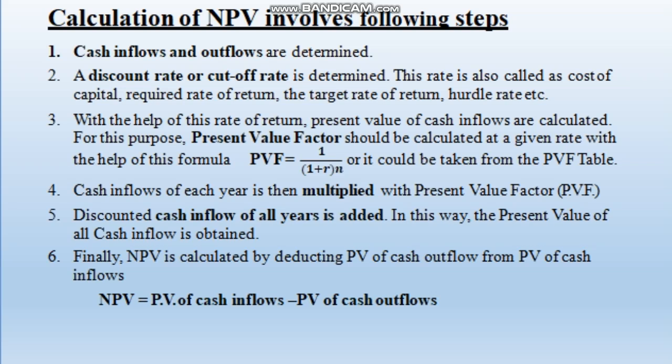Cash inflow of each year is then multiplied by the present value factor. Discounted cash inflow of all the years is added, and the present value is obtained in this way. And finally, the NPV is calculated using the formula: present value of cash inflow minus present value of cash outflows.